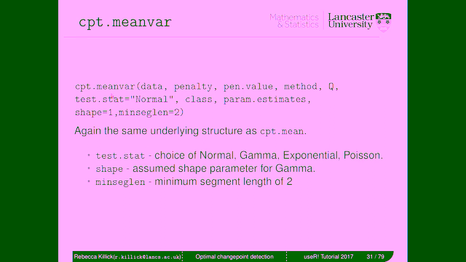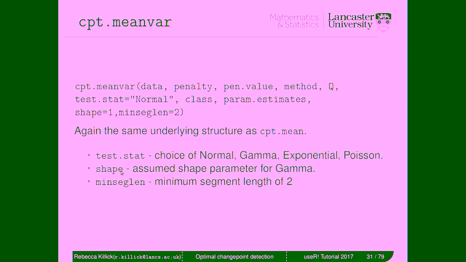The last one is cpt.meanvar, and here again it has exactly the same type of structure as cpt.mean. Now you've got a bit more choices in your test statistics, so you can have normal, gamma, exponential, or Poisson distributed data. The shape parameter here, when you're looking at the gamma distribution, you've obviously got shape and scale. We assume it's the scale that's changing, and the shape is fixed. So this is the assumed shape parameter, a bit like I said in cpt.var, you've got the no.mean. It's exactly the same premise coming through there.